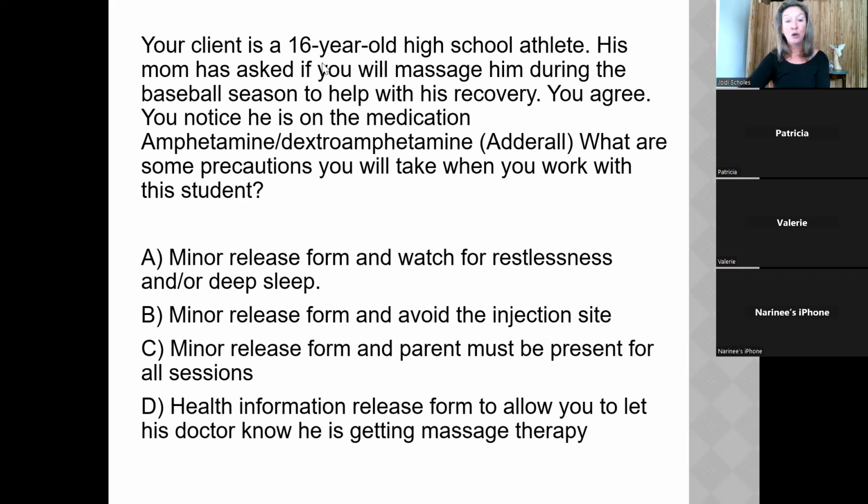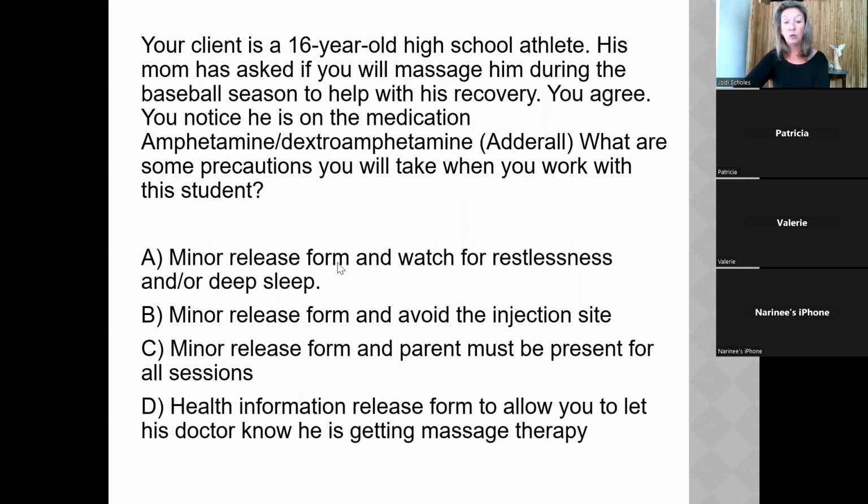Your client is a 16-year-old high school athlete. What do we take from that? This client is a minor. Yes. 16 years old. His mom has asked if you will massage him during the baseball season to help with his recovery. So he's a good athlete. You agree. You notice he's on medicine. So now you've seen a health intake sheet. He's on the medication of amphetamine, dextroamphetamine, Adderall. You are the massage therapist. What are some precautions you will take when you work with this student?